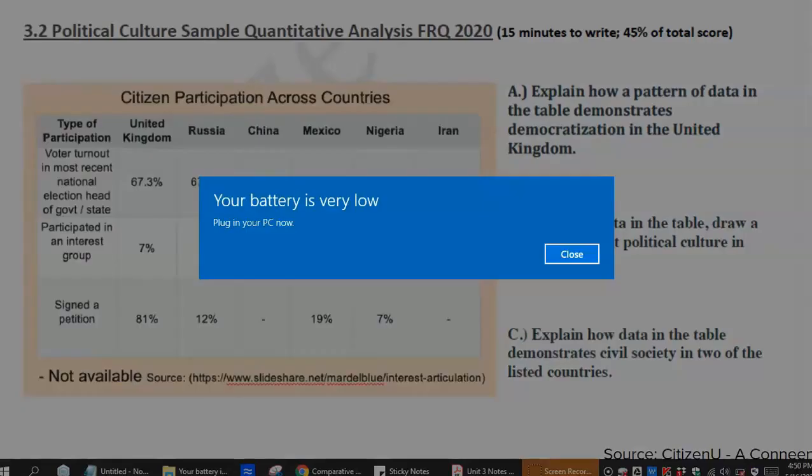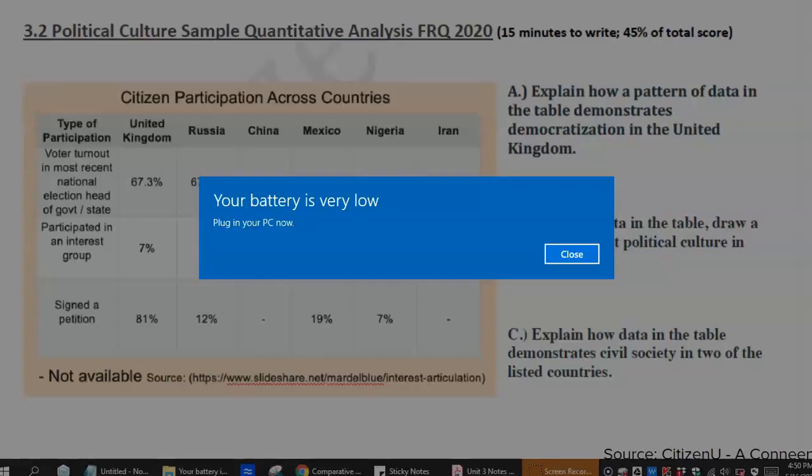My battery died. Okay, so explain how a pattern of data in the table demonstrates democratization in the UK. So, democratization, what have we talked about? Let's tie this back to civil society. They have one of the highest civil societies on the chart because, well, participation in an interest group, which of course is part of civil society, and signing a petition, okay? So we do have political participation. So the fact that we have active political participation, I would focus more on that.